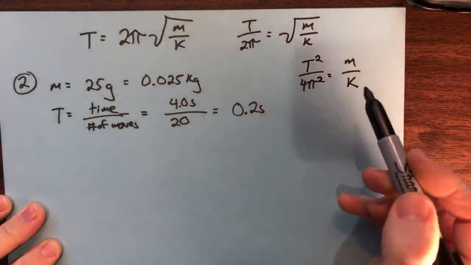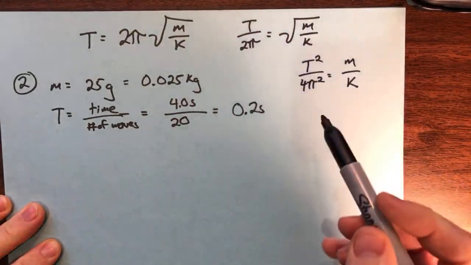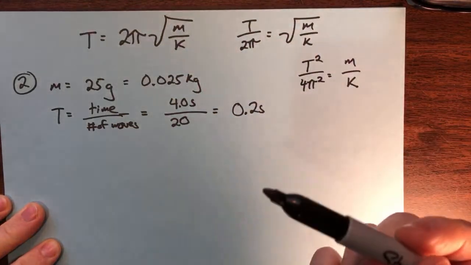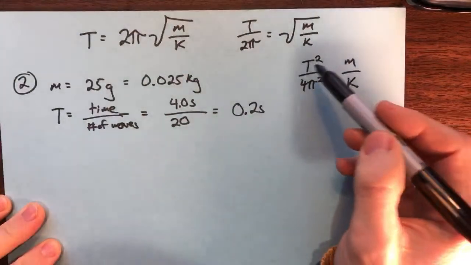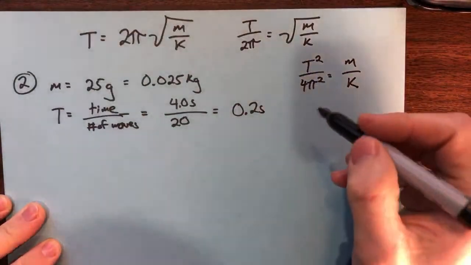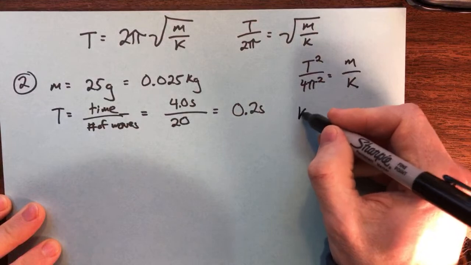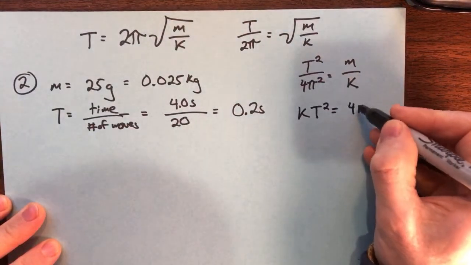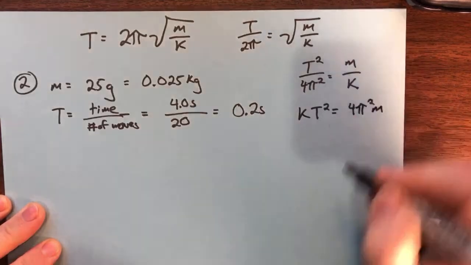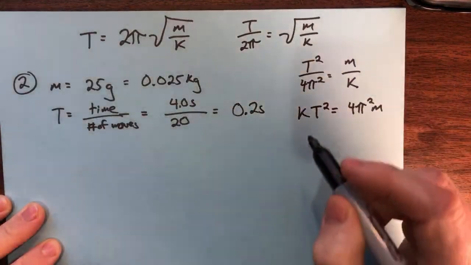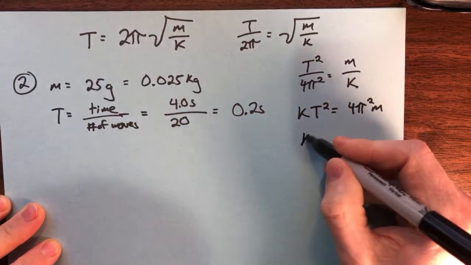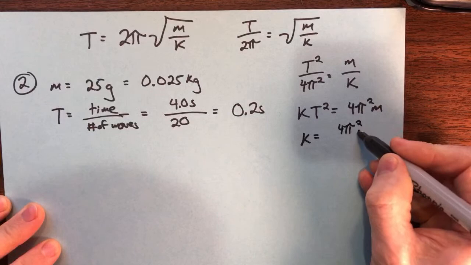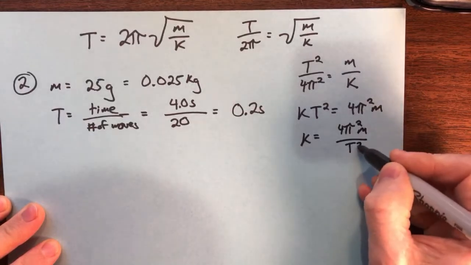And if we're solving for k, we need to somehow get this up in the numerator. And there's a number of ways we could do this. Probably the easiest way is to cross multiply. So that's going to get us k t squared equals 4 pi squared m. And then finally divide both sides by t squared. So k is going to equal 4 pi squared m over t squared.